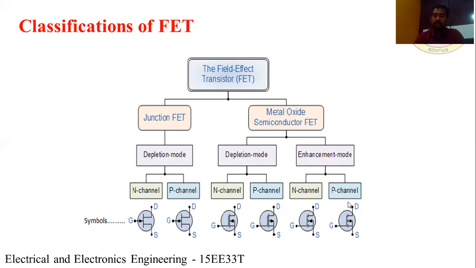Identification of these symbols can be done only by the indication of this arrow. This arrow indicates the direction of electrons.